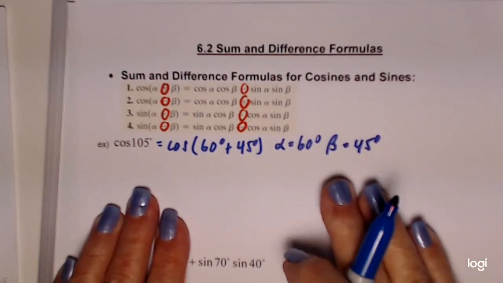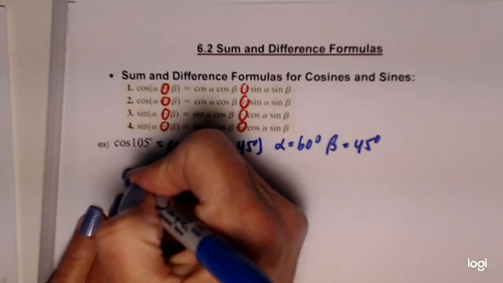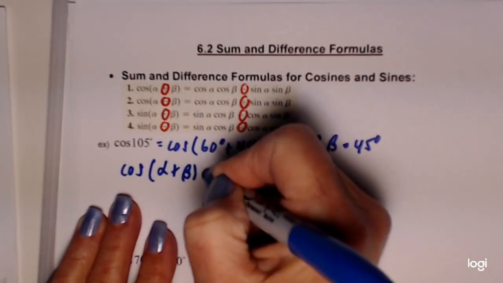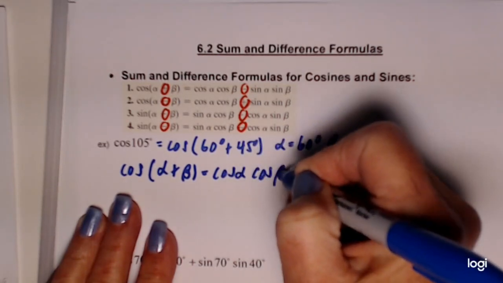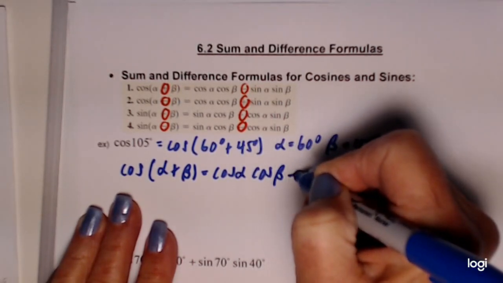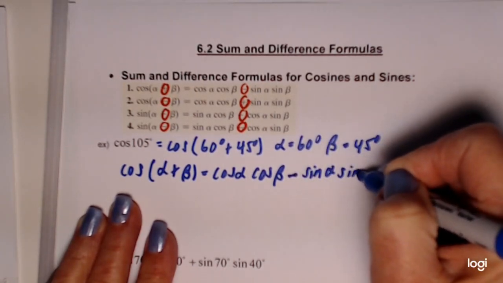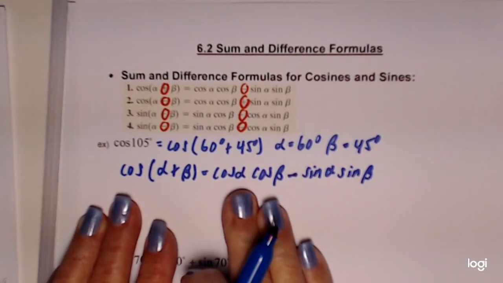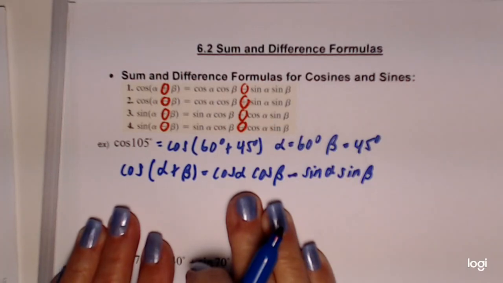Now, when we go up to our list, we can see we're going to be using this first formula, so I'm going to write that down. It says the cosine of alpha plus beta is equal to the cosine of alpha times the cosine of beta, now minus the sine of alpha times the sine of beta. When we want to use this formula, we can see we're going to need certain information, namely the cosine and sine of both of these angles.